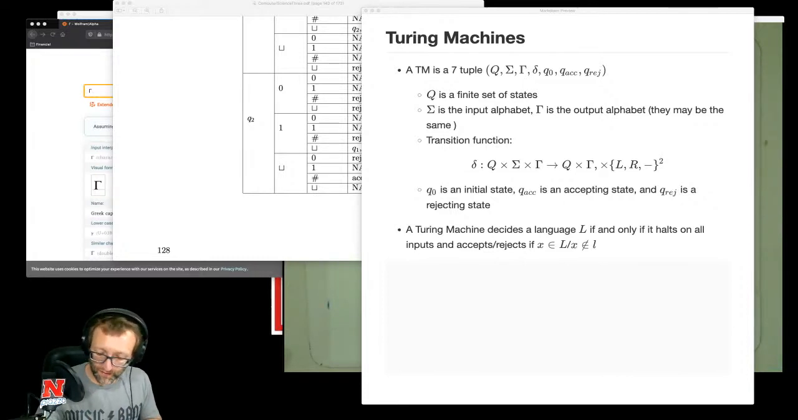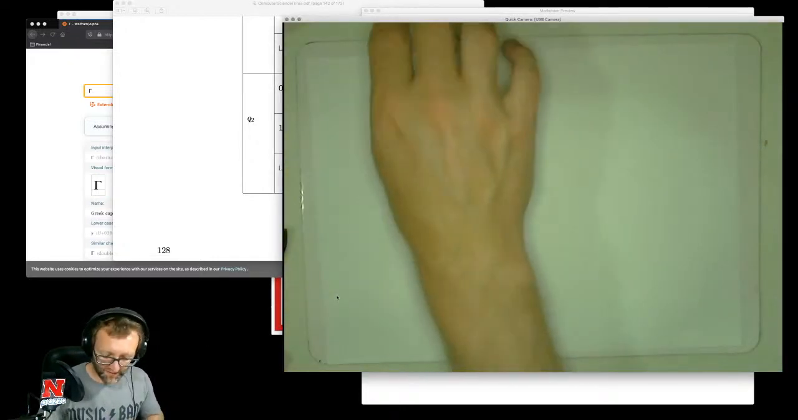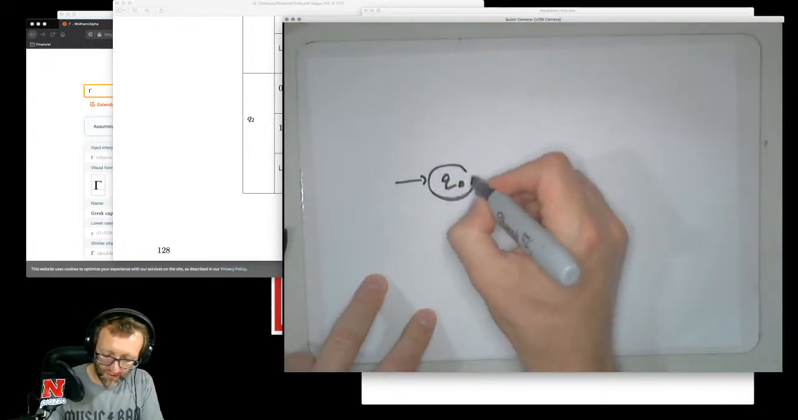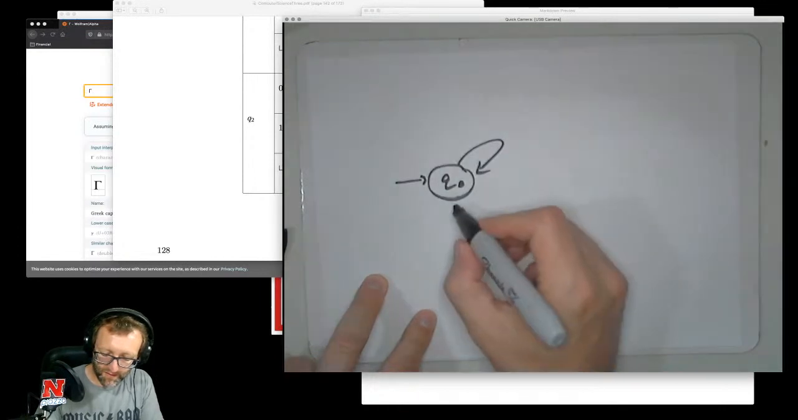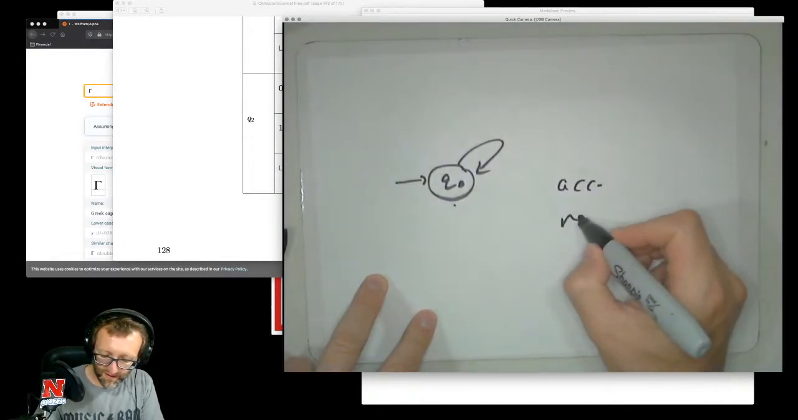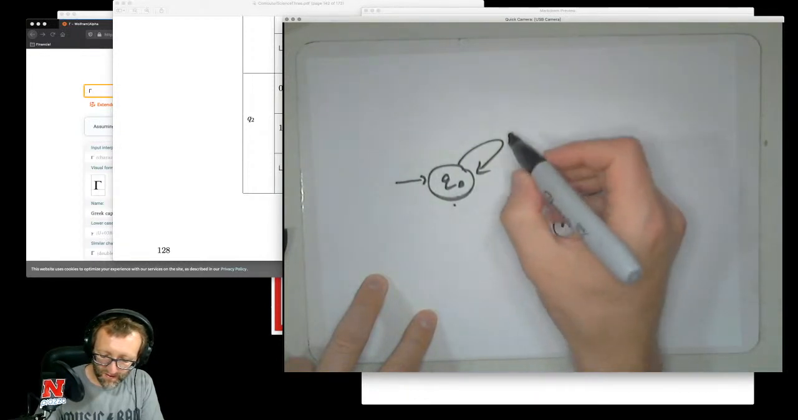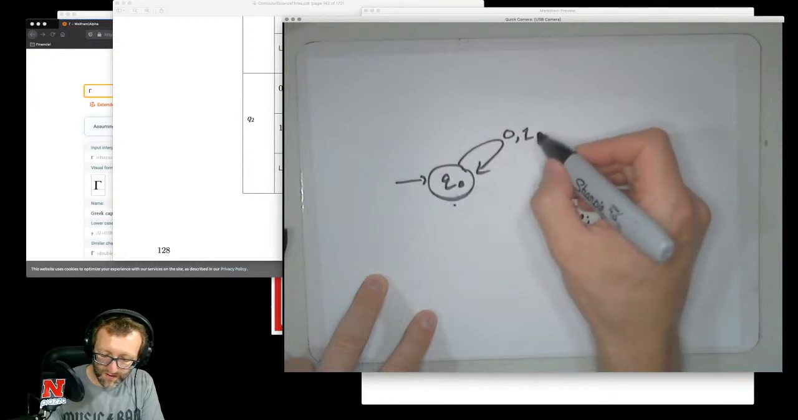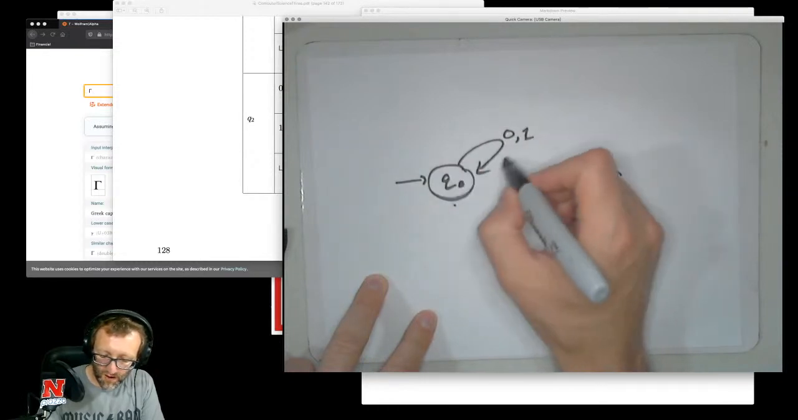Let me draw a Turing machine that would have an equivalent program in a Computer Science 1 course. In fact, I don't need to draw too much. Q not, doesn't matter. Here are our accept and reject states over here. I'll never get to them because there's no transition over there. 0, 1, it doesn't matter. I will always stay in this state.